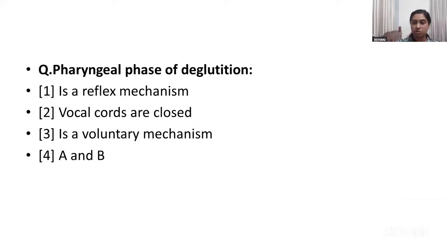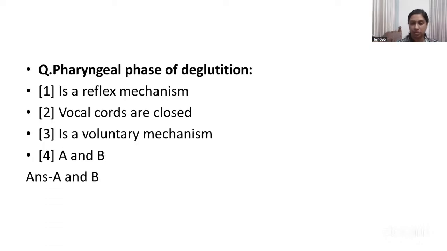Next question. This is also a very important topic. What are the phases of deglutition and what are the important events in each phase of the deglutition? So, the question is: the pharyngeal phase of deglutition, the options are: is a reflex mechanism, vocal cords are closed, is a voluntary mechanism, and the fourth option is A and B. So, what's the answer here?